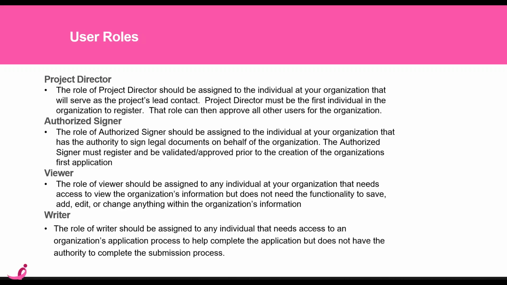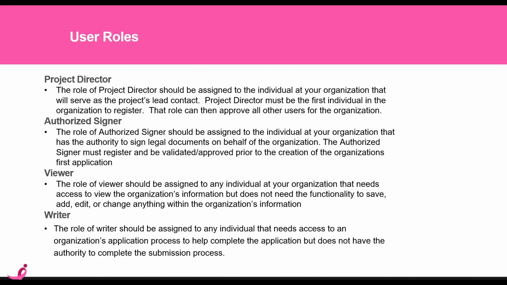So viewer role, this is for anyone who you want to be able to look at the application or look at the reporting and everything, but not make any changes in the system. And then writer is the role that can be given to someone. Maybe you have a contract employee that comes in and does grant writing for you. They can write and they can make changes, do the reporting, but they cannot submit anything. They can't submit anything to us.